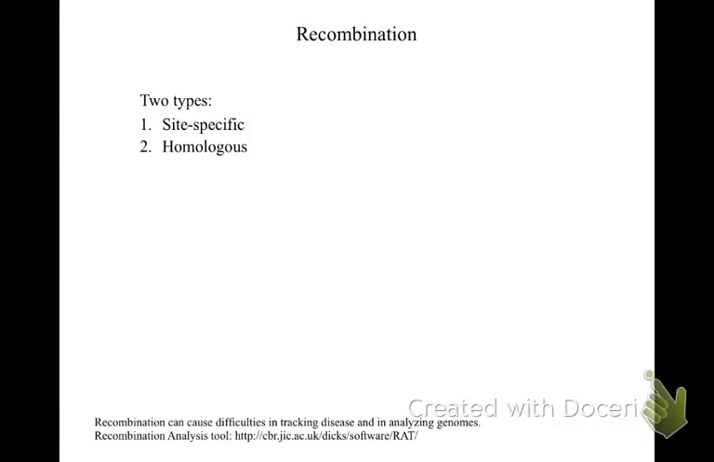This is the first of a two-part lecture on recombination. And I'll start by saying that there are two fundamental types of recombination. Site-specific, which involves the use of a very particular sequence in DNA that's recognized, and recombination will occur at that site. And homologous recombination that requires only that two DNA sequences have reasonable homology with one another, and you can get a recombination event there.